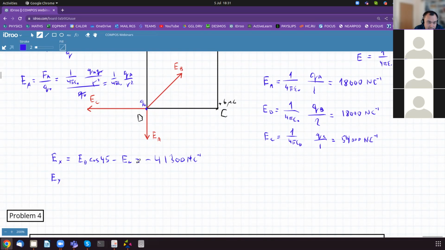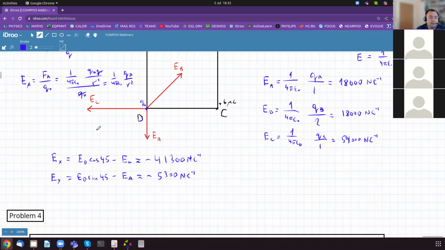This is approximately, of course. And EY is going to be EB sine 45 minus EA. That's the vertical component of the field at D, of course. And that's going to be minus 18,000, so it's going to be minus 5,300 newtons per coulomb.